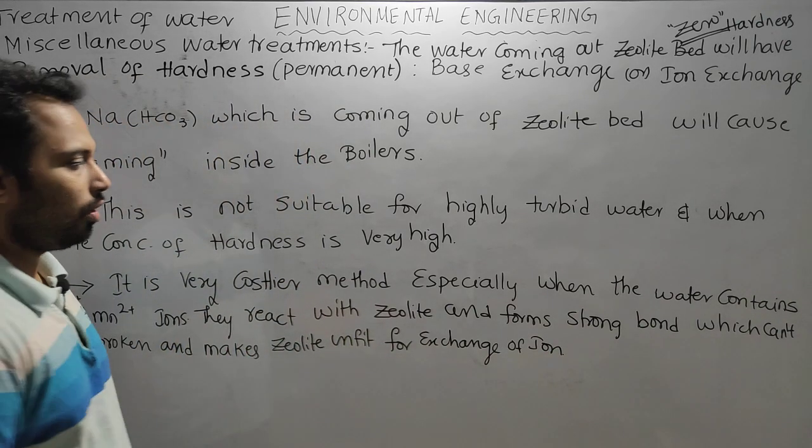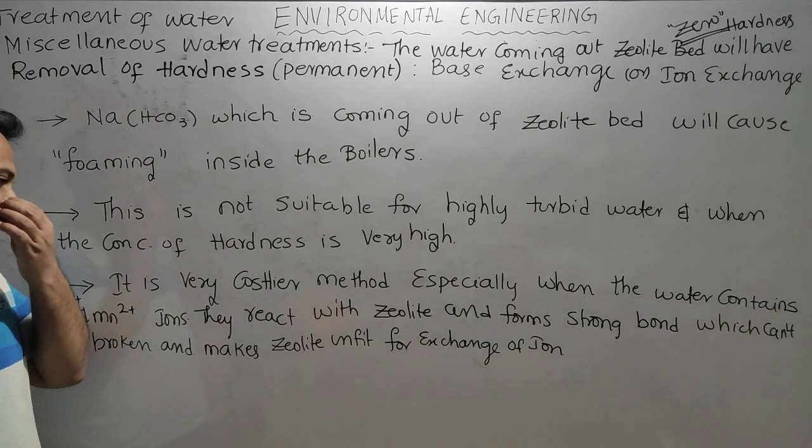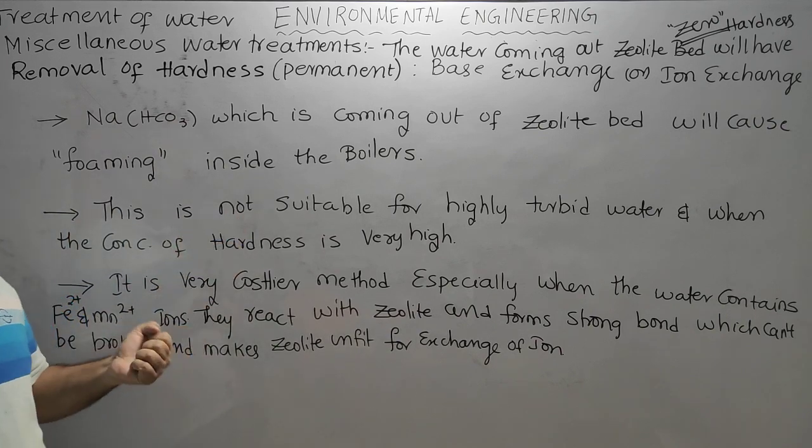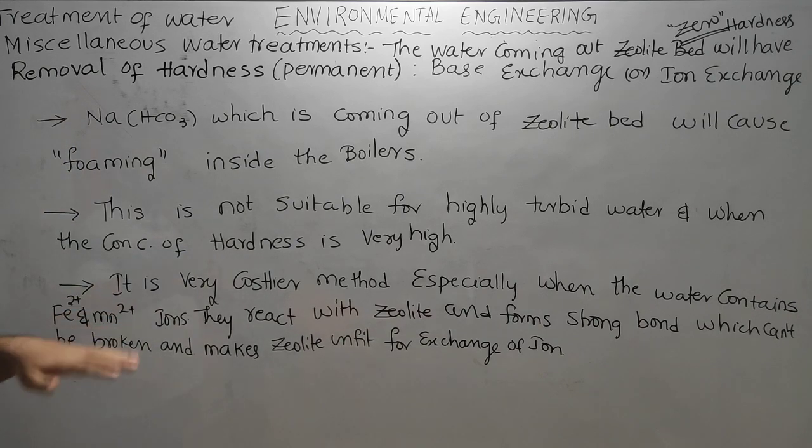When it is sodium ion present in the bond of zeolite, then sodium can be easily removed by calcium, and calcium can be easily removed by sodium depending upon the concentrations. But if it is reacted with iron and manganese, then the zeolite bed will form a strong bond with iron and manganese, and it won't allow any more ion exchange. That means that portion of zeolite is of no use. So that is why when water is containing color causing compounds like iron and manganese, the zeolite gets damaged quickly and makes this method uneconomical.